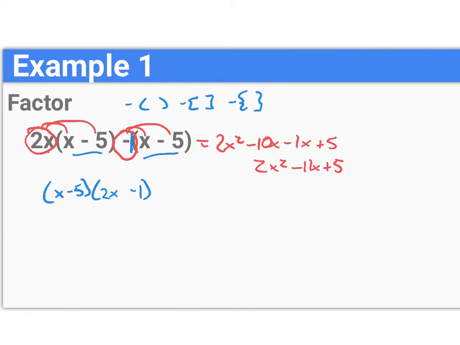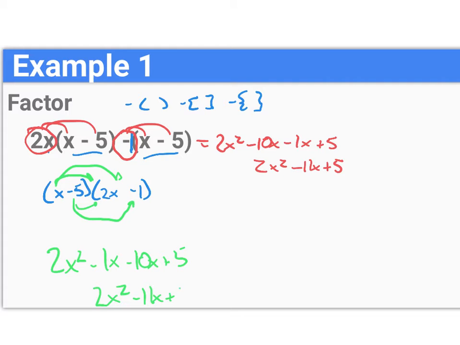Okay. Now, if we FOIL, first, outers, inners, and then our last, the factored terms, this is two binomials. If we multiply it back, you get the first is 2x squared, the outers is minus 1x, the inners is minus 10x, and the last is plus 5. You can see that we get the same thing.